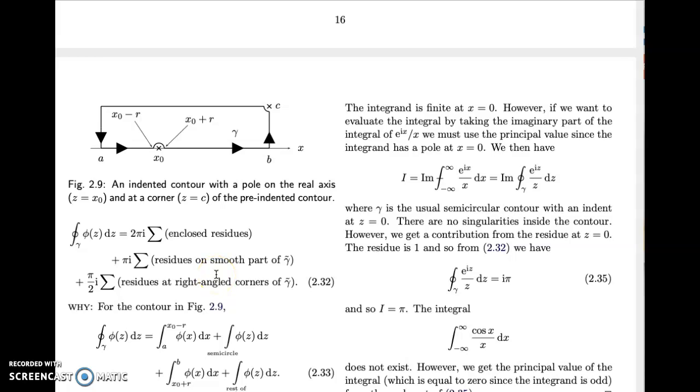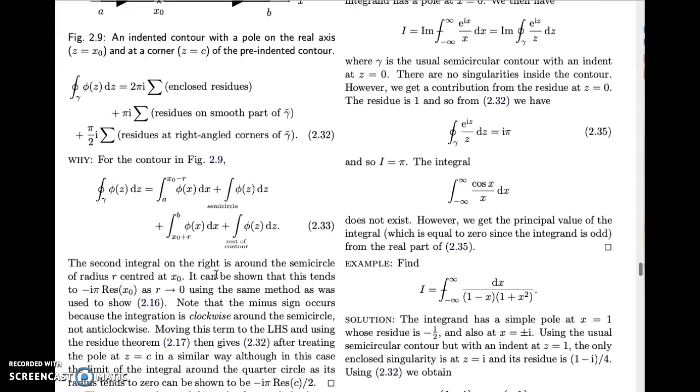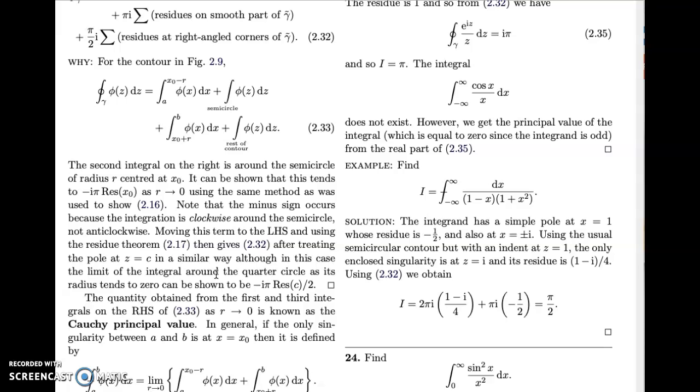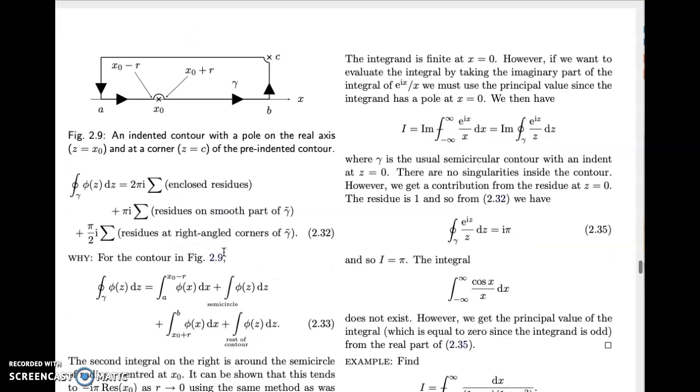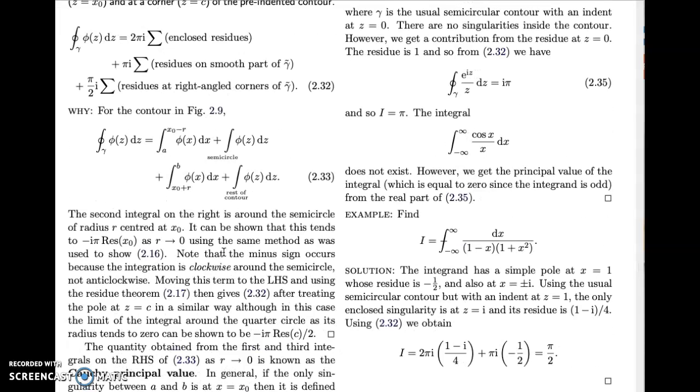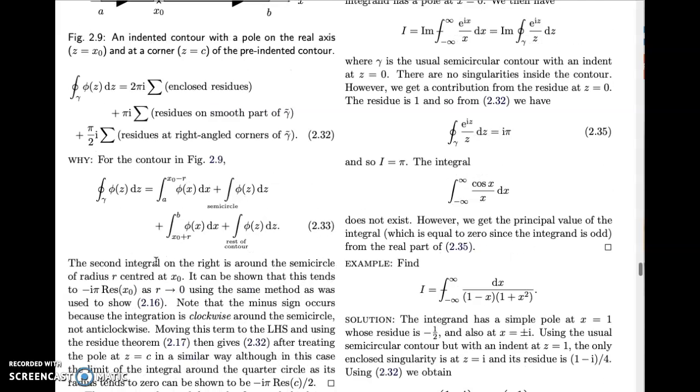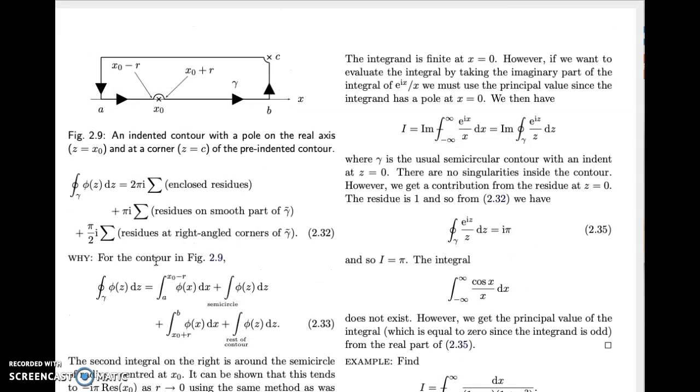Okay, so I think I won't go through why that is. I've given the explanation here. Really, all you have to do is go back and look at where the residue theorem came from, and the working is pretty much the same. So I'm happy for you to just use this result here without proof.